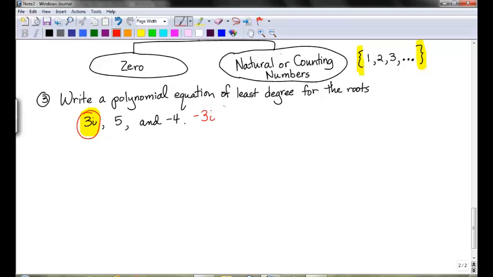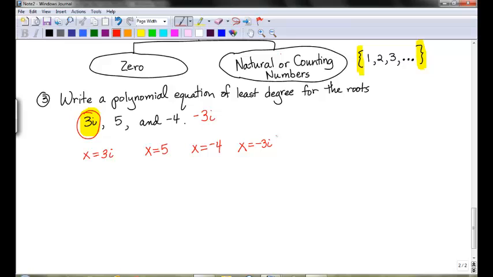Okay, and I always work my way back. If 3i is a root, let x equal 3i. If 5 is a root, then x equals 5. If negative 4 is a root, then x equals negative 4. And x equals negative 3i. Okay?